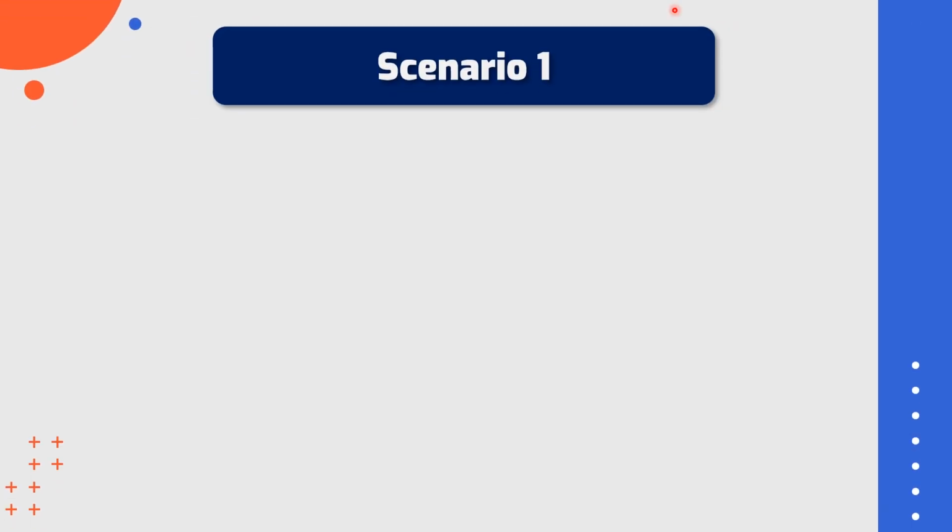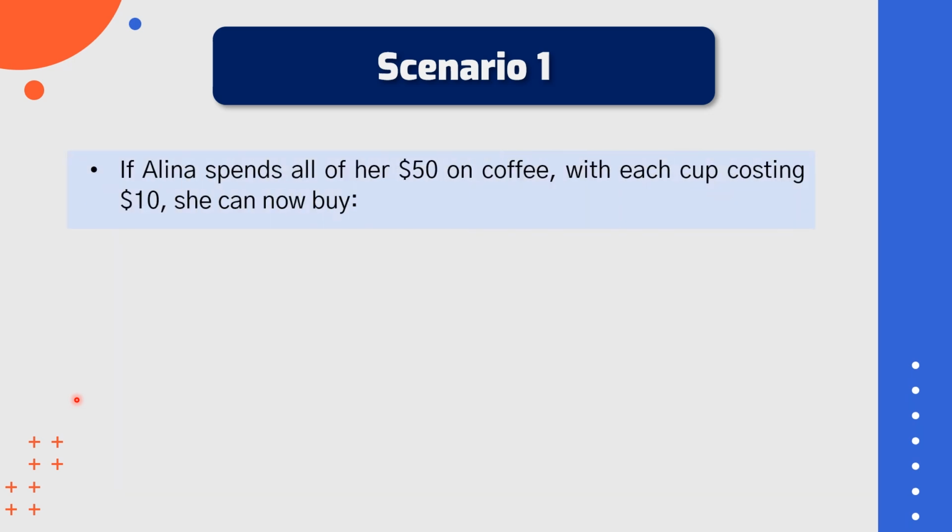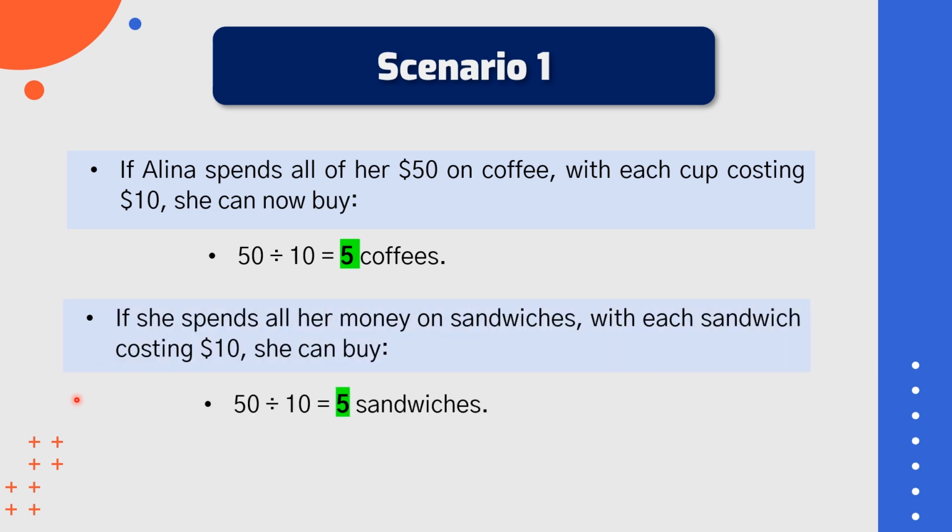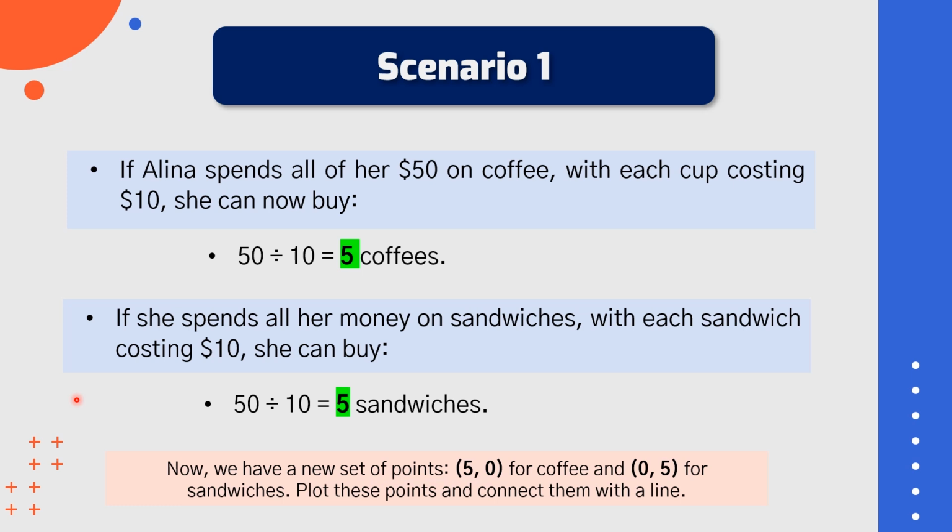If she spends all her $50 budget on coffee, now she can buy only 5 cups of coffee. The maximum number of sandwiches remains the same, 5 sandwiches. So the new points of intercept are 5.0 for coffee and 0.5 for sandwiches.